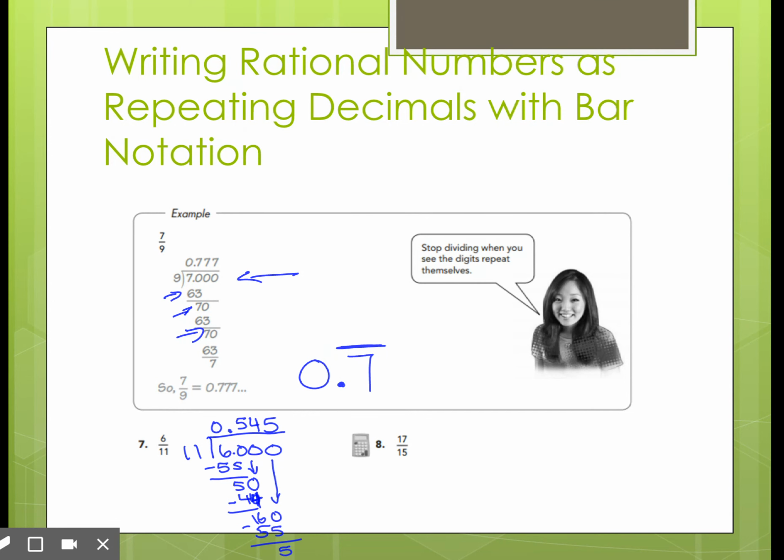So I see a pattern. I'm going to be switching off when I subtract between a 5 and a 4. It's going to keep happening. So I can stop because I know that my 0.54 is going to keep repeating. Since it's both numbers that repeat, I put my line over both numbers. Number 8, you can plug into a calculator and you'll see that pattern repeating itself.